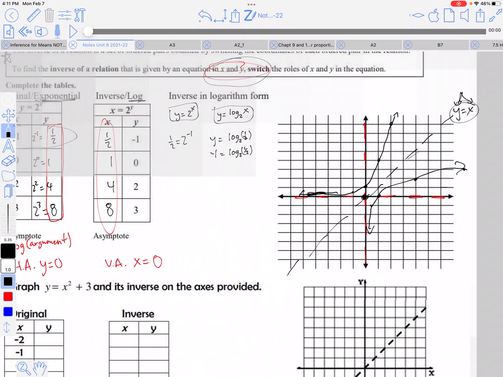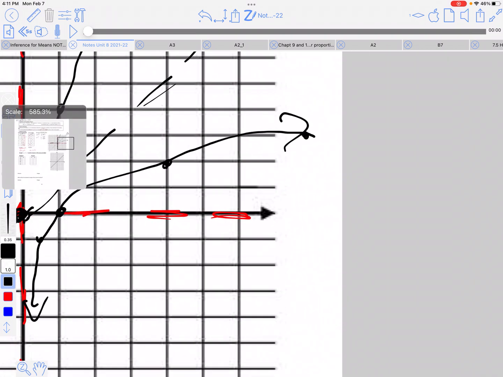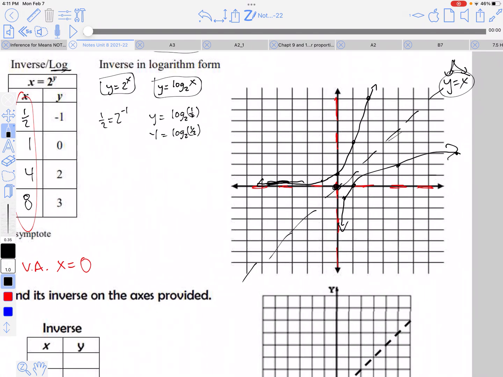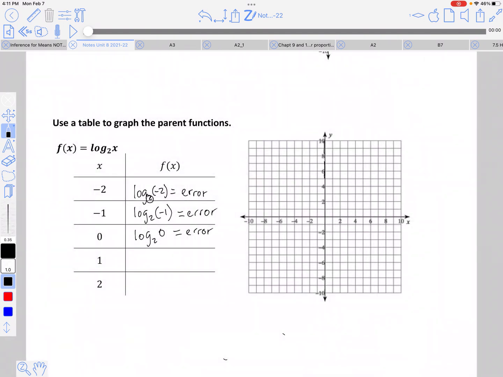If I show you back here, the asymptote for the log was at x is 0. In this one I just plugged in points and found the graph, and you can see it naturally did that. You see there's points that I just did. So naturally that asymptote is going to happen, and that's based on the argument. We'll talk about that.